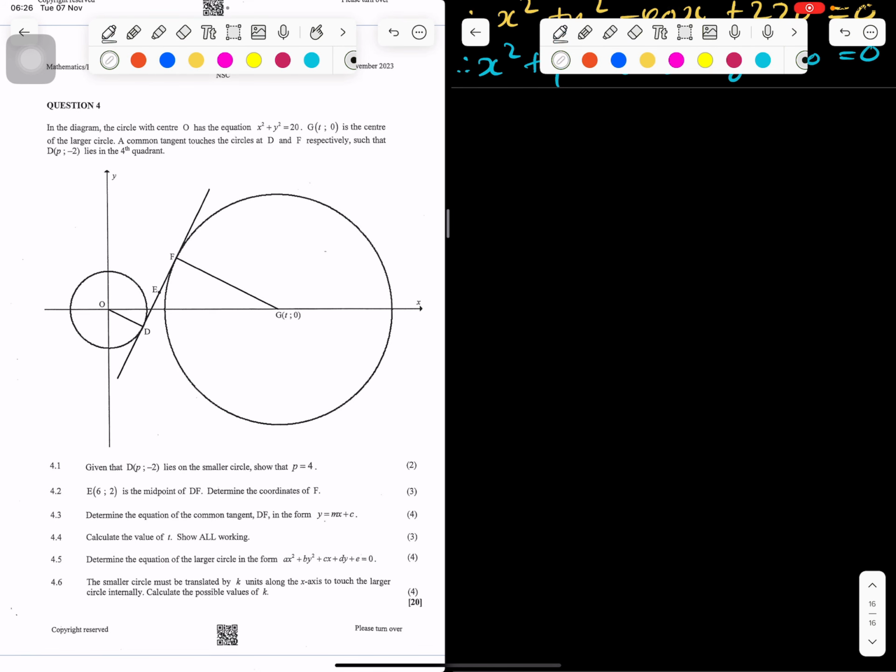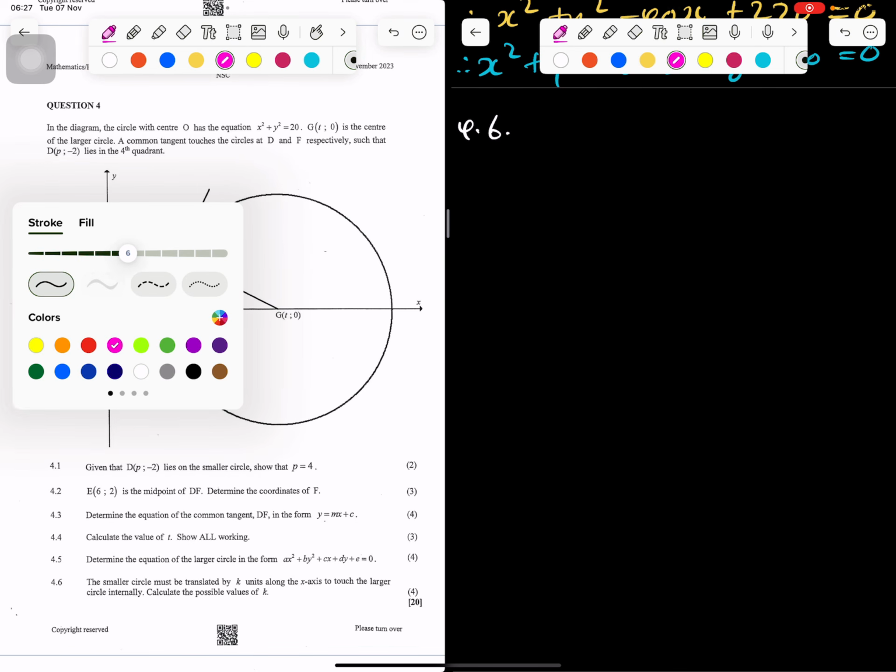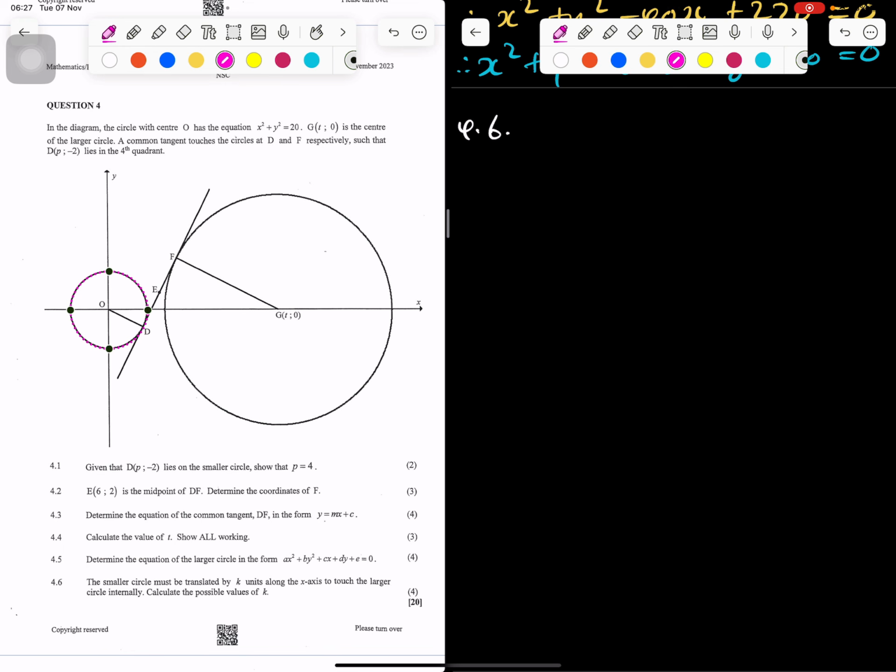Okay, the last question, 4.6. They say that the smaller circle must be translated by k units along the x-axis. Okay, so let's have that space. This is the smaller circle, beautiful people. So that is the smaller circle. It must be translated by k units along the x-axis to touch the larger circle internally.